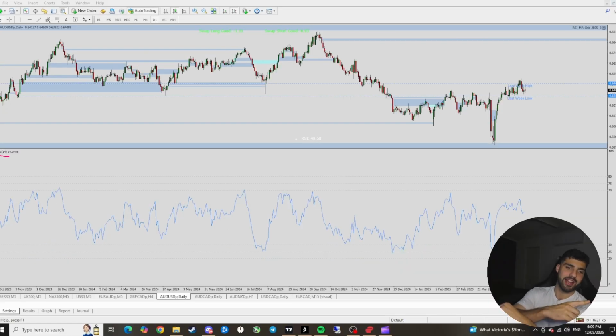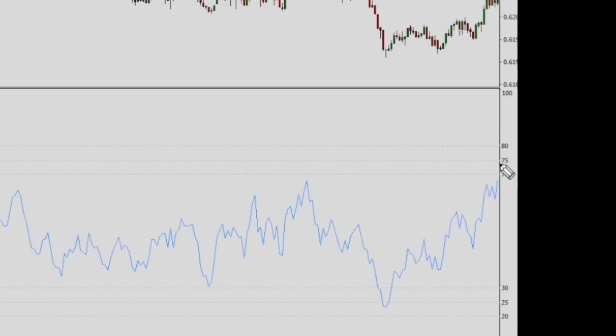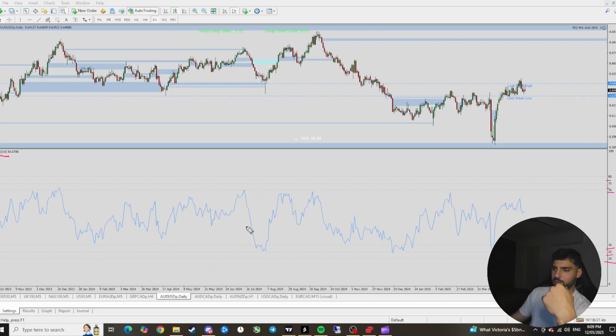Over to the right of my head, you will see that we have our extension levels. We have 80, 75, 70, 30, 25, 20. Alright, so the more price is stretched down past these levels, the more stretched it is in that one direction. Obviously, if you wait for it to be stretched longer, the better entries you'll get.